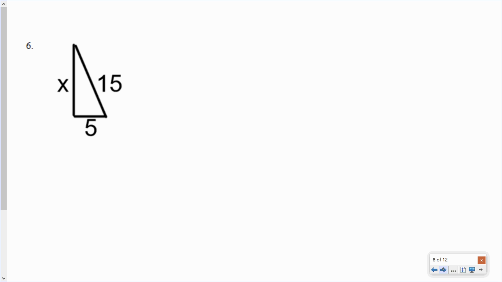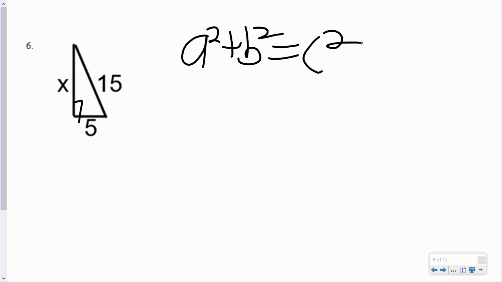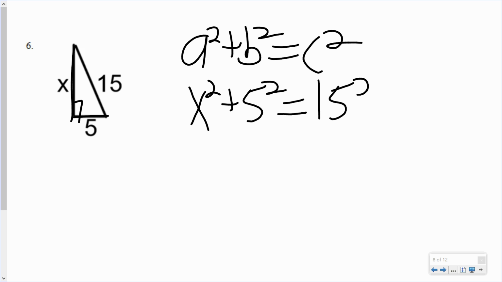Now that you tried number 6 on your own, I will go over it for you. Because I am dealing with the sides of a right triangle only, there's no angles involved, I use Pythagorean Theorem. A and B are the legs. The legs in this example are x and 5. It doesn't matter if you wrote x squared plus 5 squared or 5 squared plus x squared. They're interchangeable, but the hypotenuse, the 15, must be on the right-hand side.